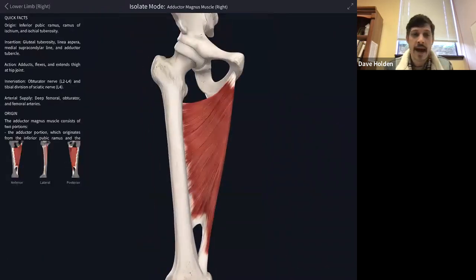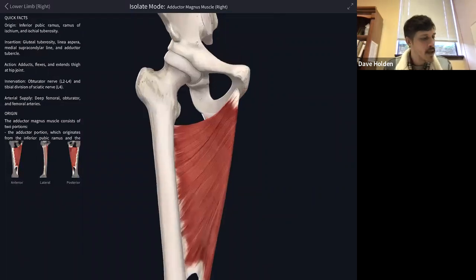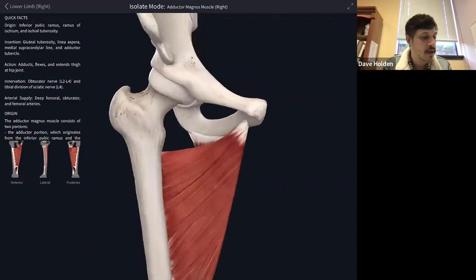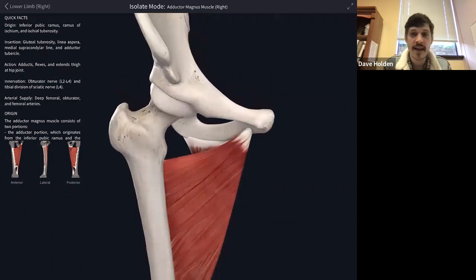So adductor magnus, there we go. Looking at this muscle, taking a look at where this muscle inserts. Because it's touching the front side of the pubic bone, it will assist with hip flexion. But we know also, because of that other origin on the ischial tuberosity, it assists with hip extension as well. So it flexes and extends the hip.